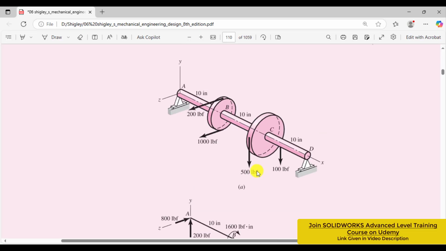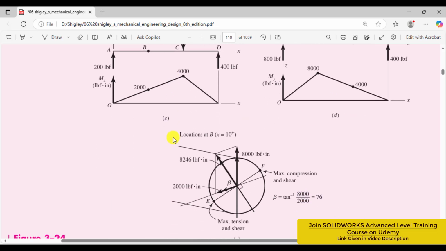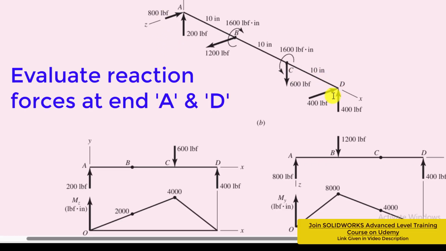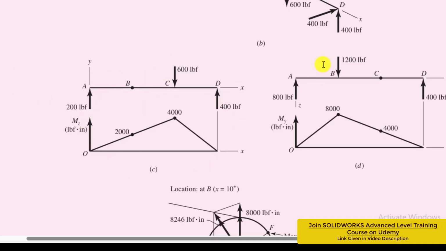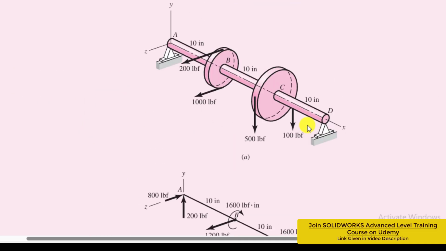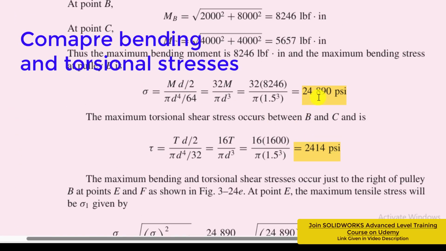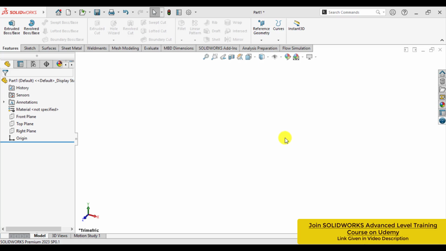So we will compare our simulation results with the calculations made by Shigley's. We will compare the reaction forces at point A and point D, as well as moments in plane 1 as well as in plane 2, and similarly we will also compare the maximum bending stress as well as the maximum torsional stress between the pulleys. So let's start our simulation now.